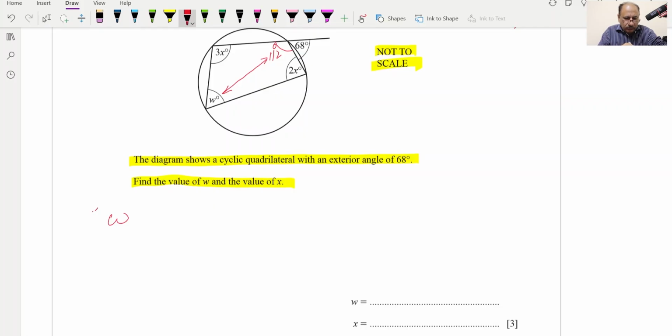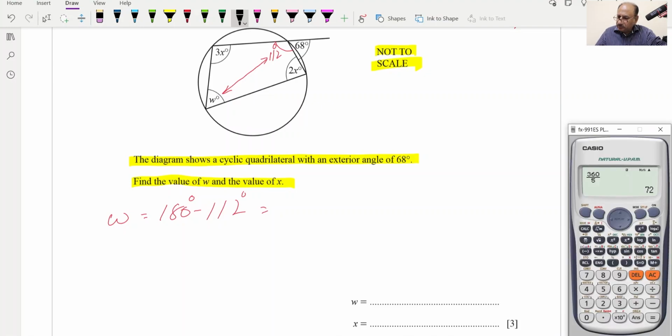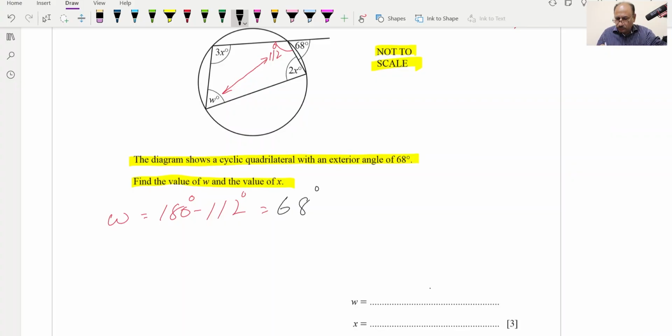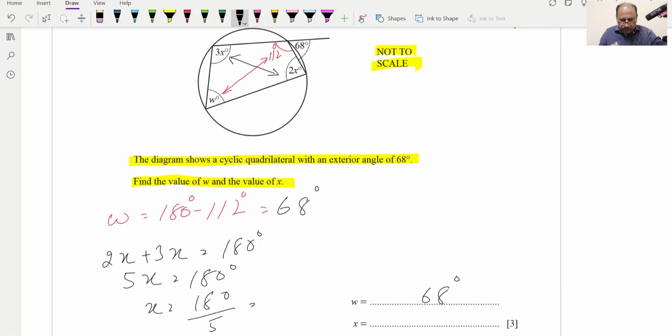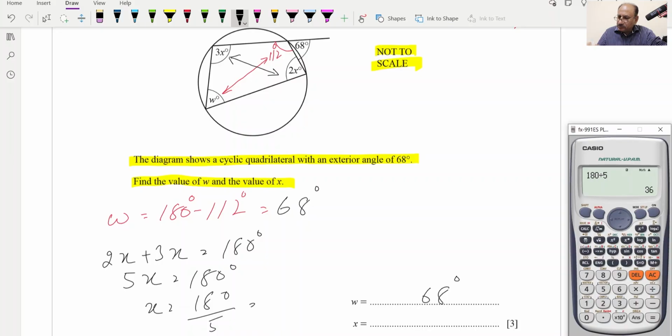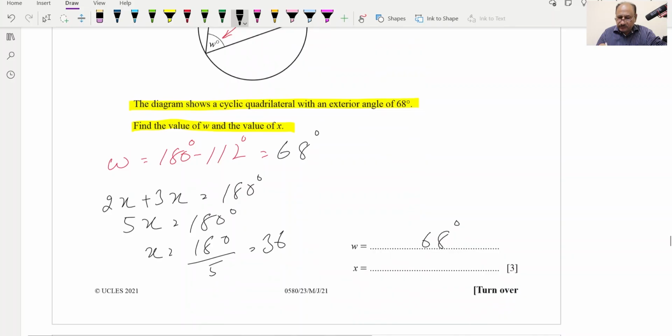equal to 180 minus 112 degrees. We can subtract, basically this will be 180 minus 112 is equal to 68. So W is equal to 68 degrees. These two angles are opposite angles of a cyclic quadrilateral, so we can write 2x plus 3x is equal to 180 degrees. So 5x is equal to 180 degrees, so x will be equal to 180 divided by 5, which is 36. So 36 degrees will be the x value. Hopefully you understood. This was a 3 mark question.